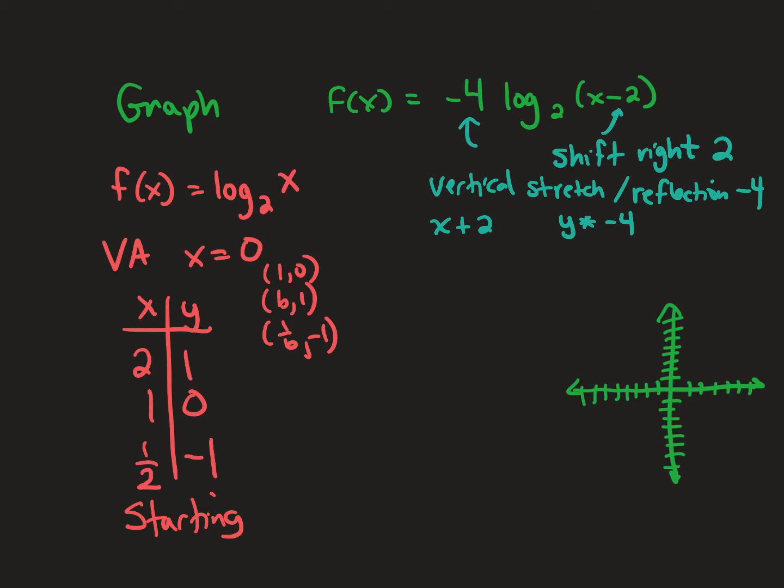Now, one thing we have to really be careful of is that when we move all the x's to the right, that includes this vertical asymptote. So my new vertical asymptote is going to be at x equals 2, because if I add 2 to 0, I get 2.